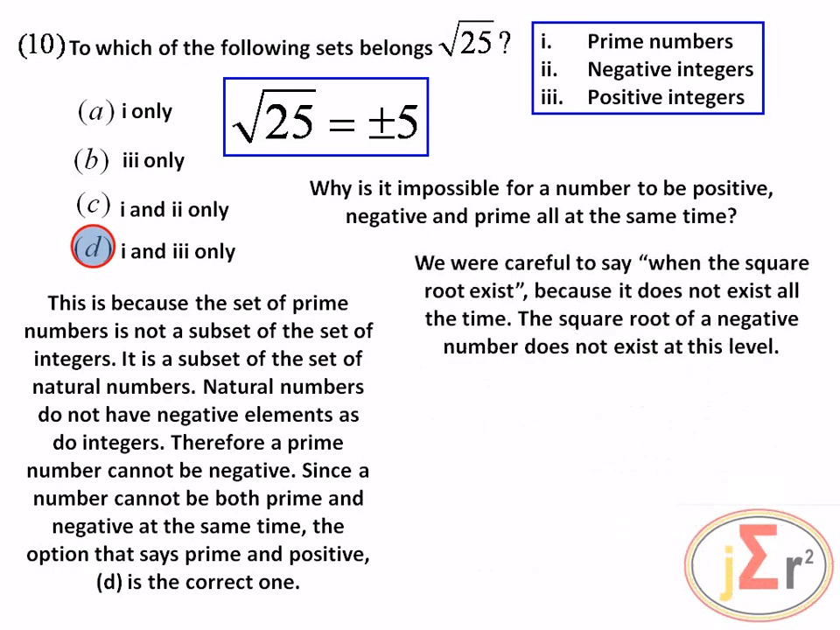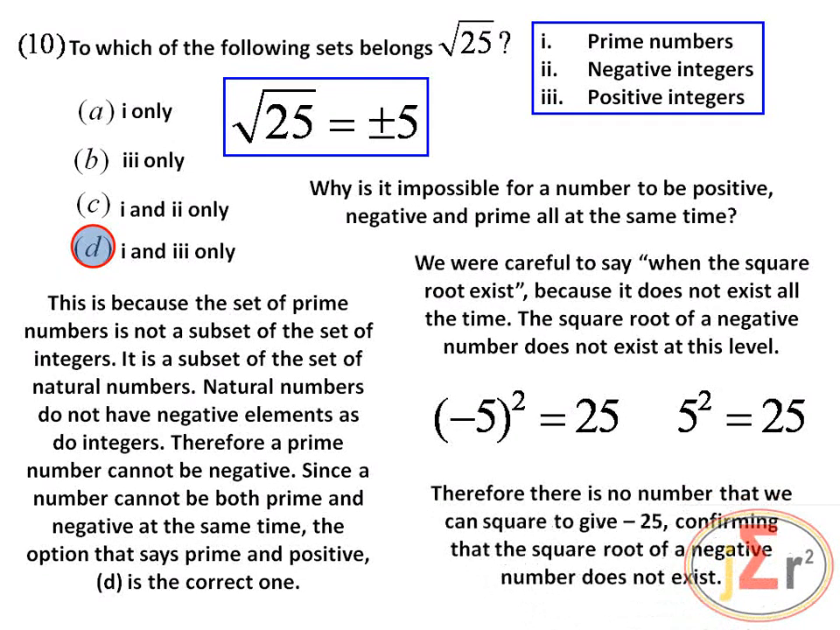We are careful to say when the square root exists, because it does not exist in all cases. It does not exist all the time. The square root of a negative number does not exist at this level. So we have a negative 5. When we square that, we get a positive 25. When we square a positive 5, we get a positive 25. Therefore, there is no number that we can square to give a negative 25, confirming that the square root of a negative number does not exist.